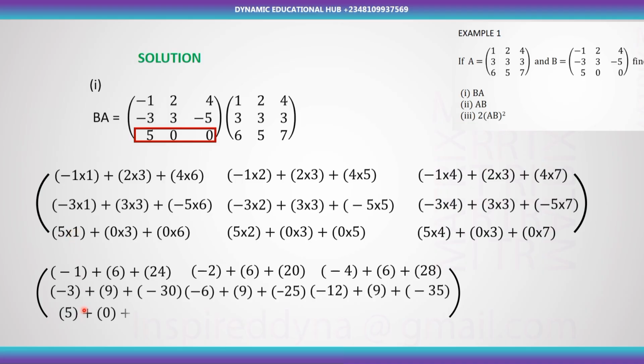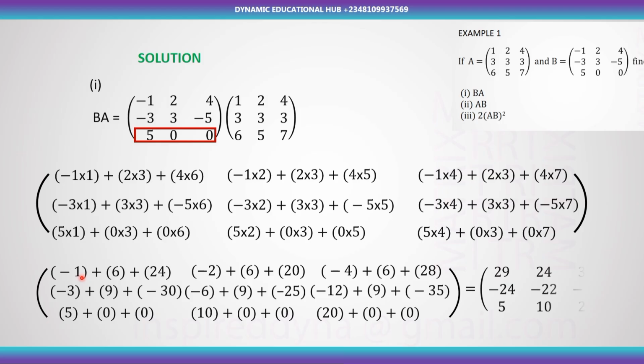5 times 1, we have 5, 0 times 3, 0, 0 times 6, 0. 5 times 2, we have 10, 0 times 3, we have 0, 0 times 5, we have 0. 5 times 4, we have 20, 0 times 3, we have 0, 0 times 7, we have 0. We compute all these answers.